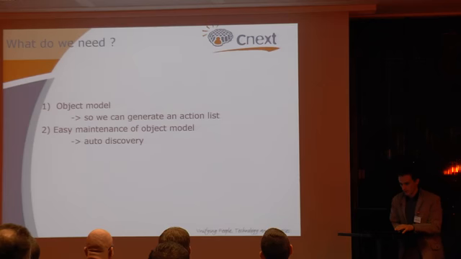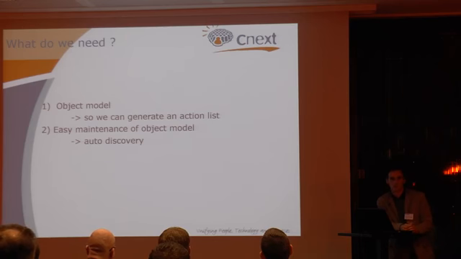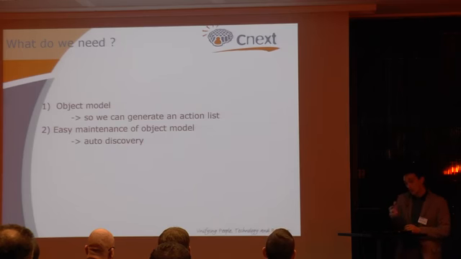Another thing we need is easy maintenance of that object model. The success of the action list that will be generated is based on the accuracy of the object model itself. So we need to maintain that object model in a very easy way. And the easiest way that we can think of is auto-discovery. Go and find it out by yourself.